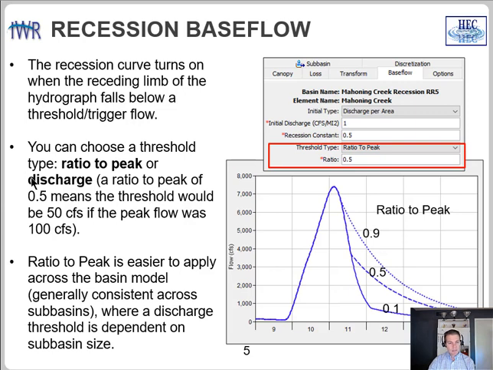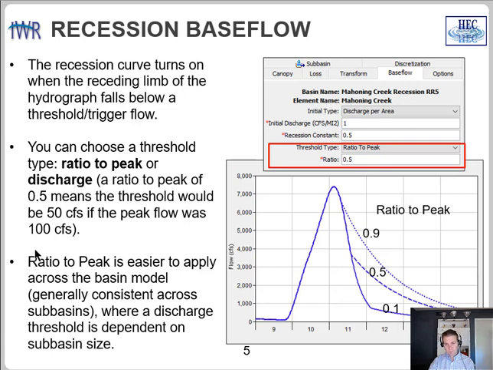Let me look at this second bullet. You can see, here's the example of what the ratio to peak actually means. So if I had a ratio to peak value of 0.5, well, if the peak flow in my example was 100 CFS, then the program would turn on that receding limb when the recession portion of the hydrograph hit 50 CFS. And then the program would transition from direct runoff using the unit hydrograph to only that recession curve.